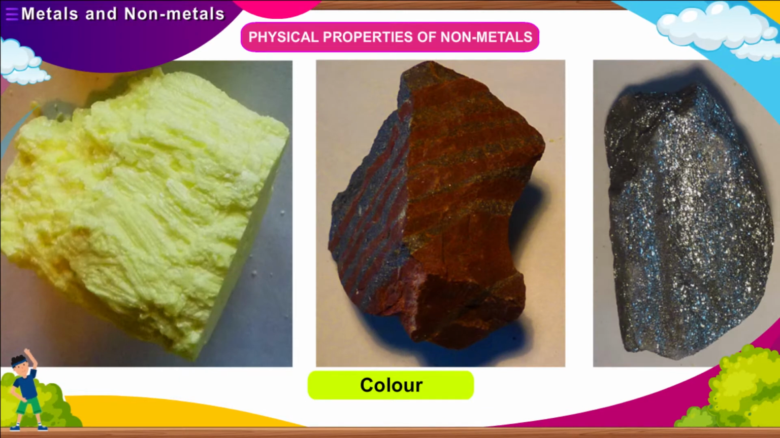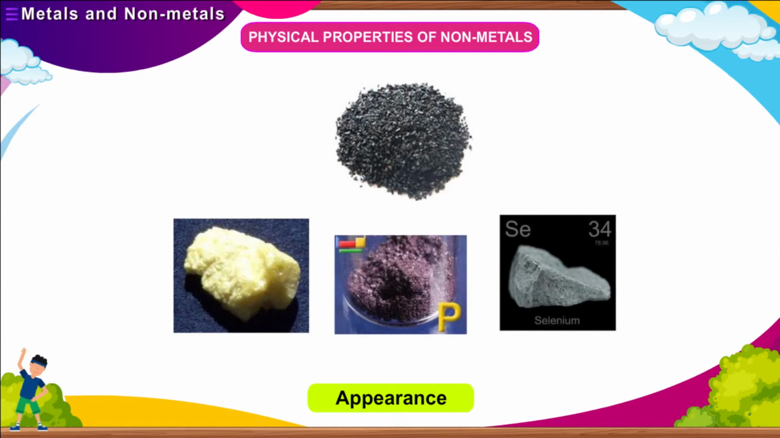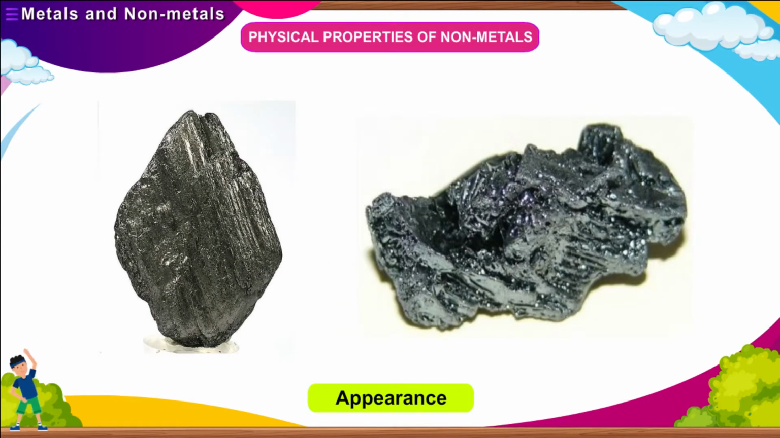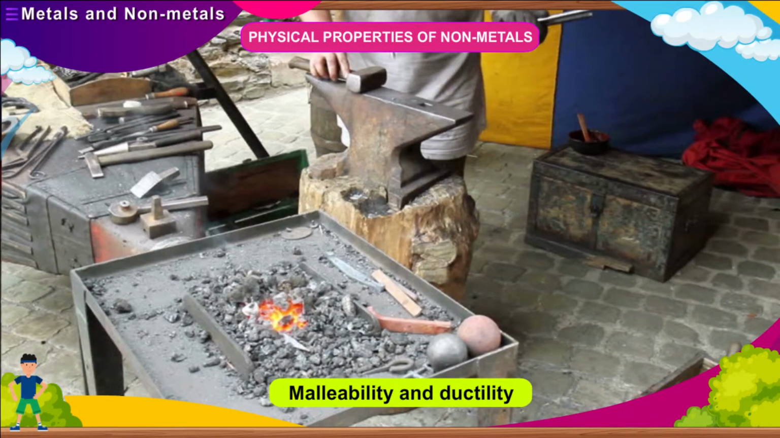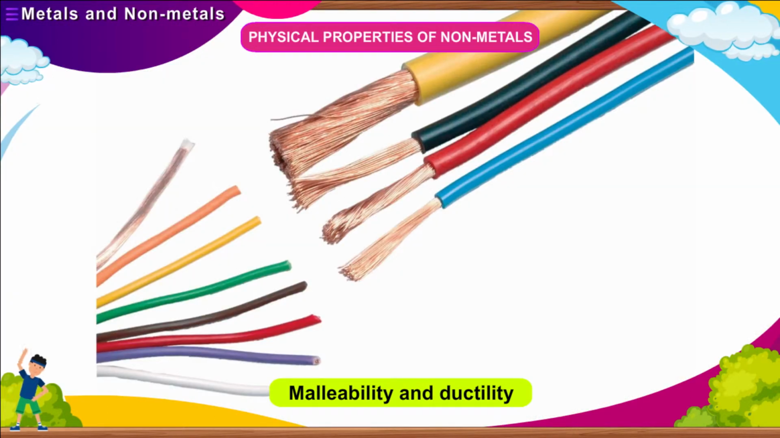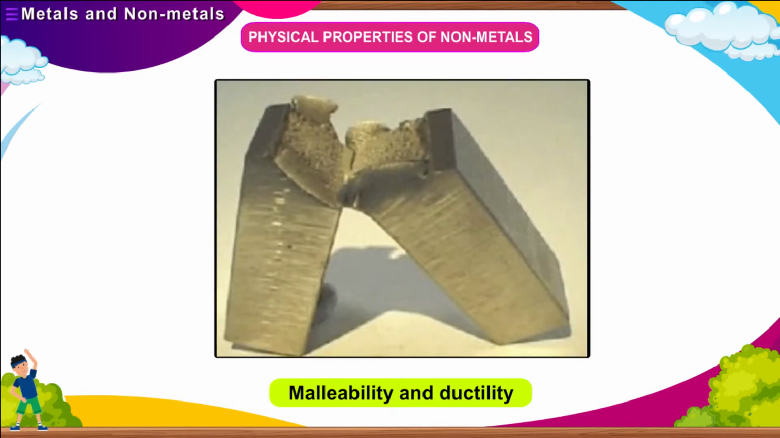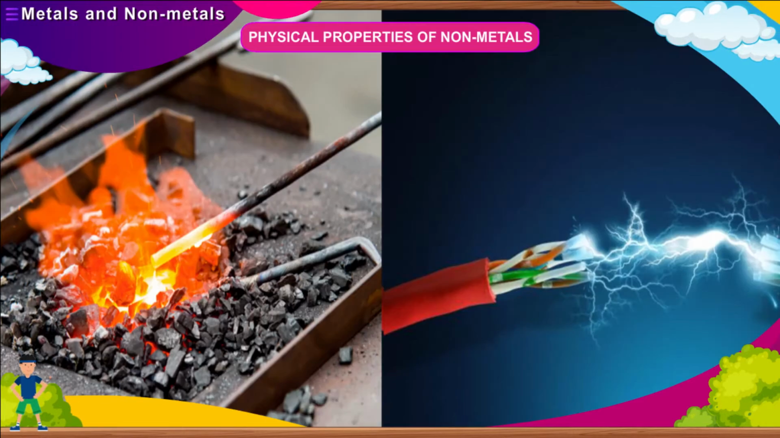Color. Nonmetals are available in a variety of colors. Appearance. Nonmetals have a dull appearance. Graphite and iodine are exceptions as they are shiny and lustrous. Malleability and ductility. Nonmetals can neither be beaten into sheets nor be drawn into wires. Thus, these are neither malleable nor ductile. These are brittle in nature.